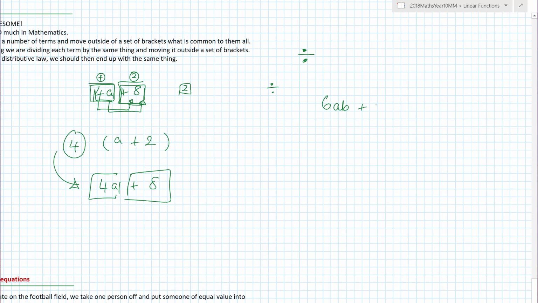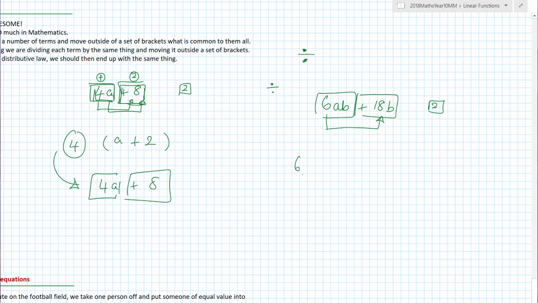6ab plus 18b. Ramping up the complexity. How many terms do I have? I have 2 terms. All right, thank you very much. So I can factorize this. Let's look at the coefficients first. We've got the number 6 and the number 18. What is the biggest number that divides into both 6 and 18? Well, hopefully 6. So that's the coefficients dealt with.